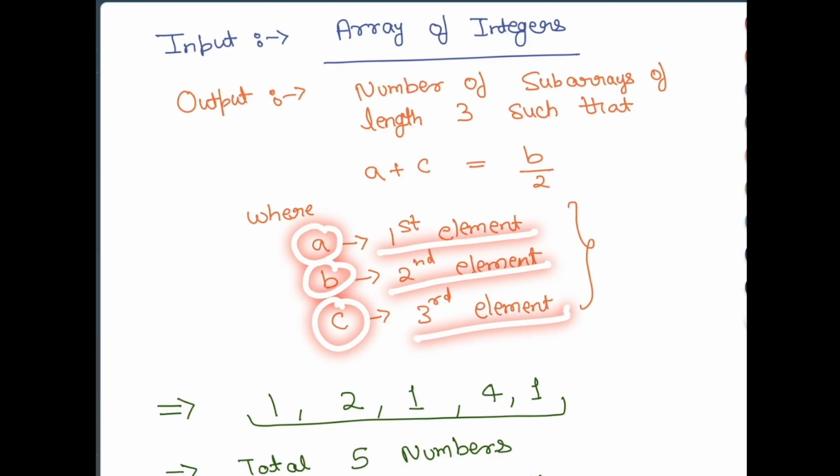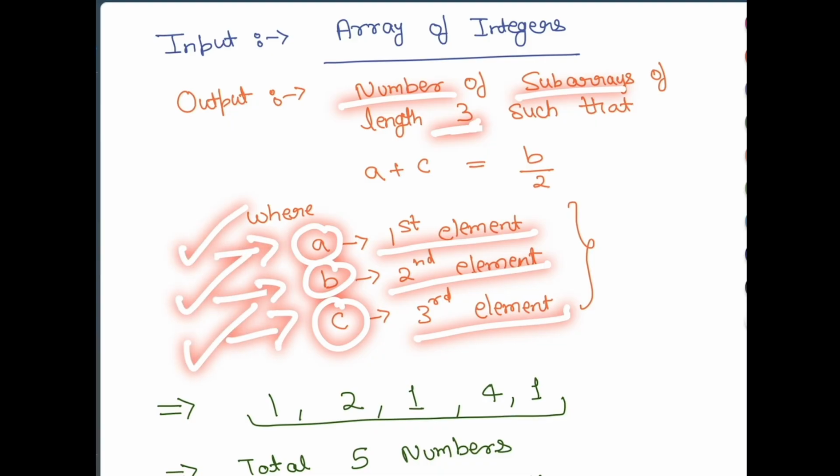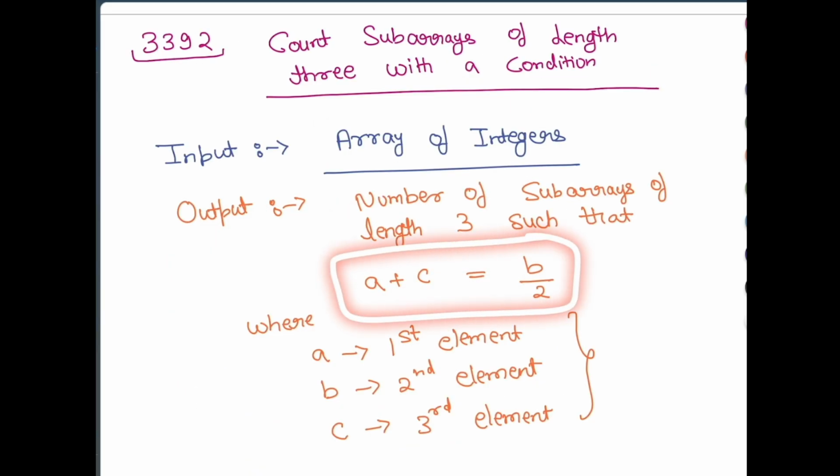So we need to find the number of subarrays of length 3, right? In a subarray of length 3, we have three elements, a, b, and c. A is the first, b is the second, and c is the third element. The condition says that a plus c, that is the sum of the first and third element, has to be exactly half of the middle element, b divided by 2. This is what is given in the problem.